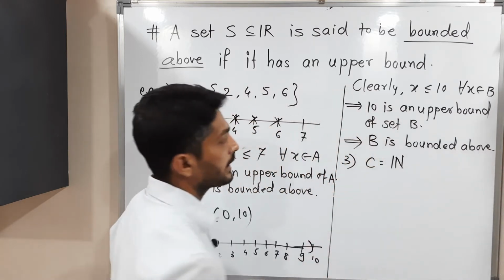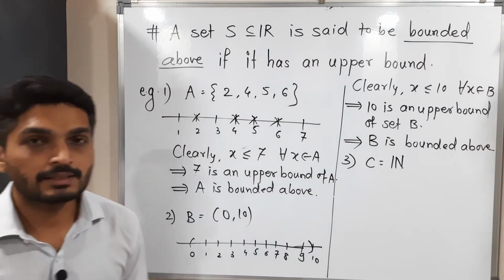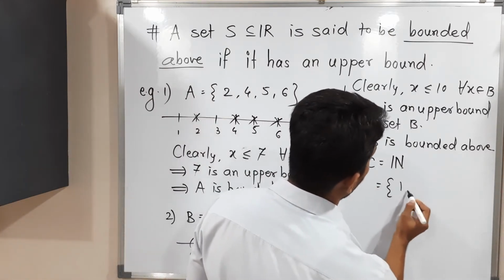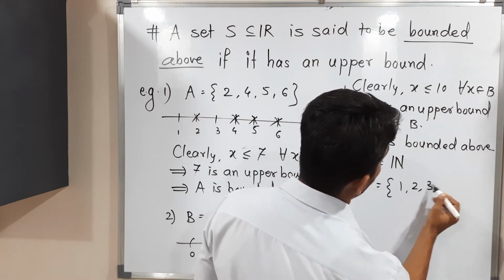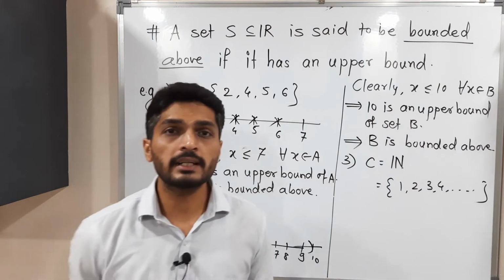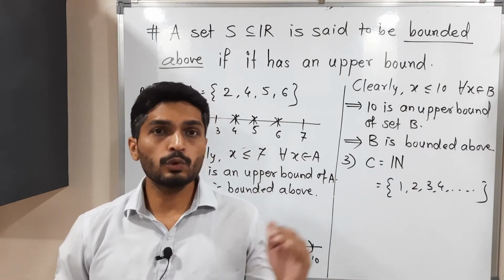Let us go for the next set C. C is the set of natural numbers. You are familiar with that. Natural numbers means 1, 2, 3, 4 and so on. How many natural numbers are there? Infinite natural numbers are there. So there is no last point.